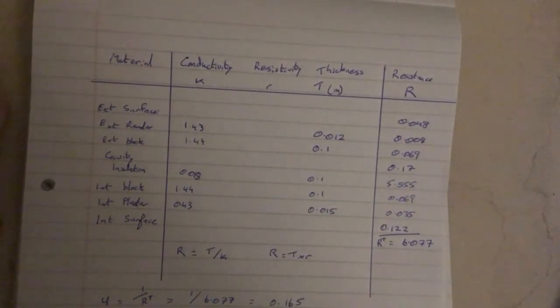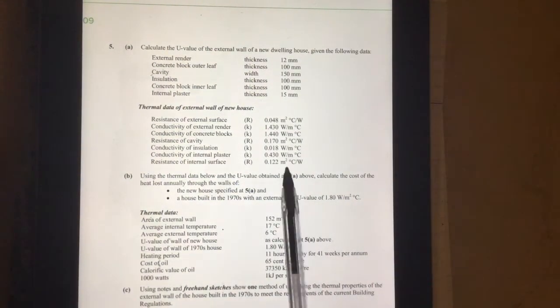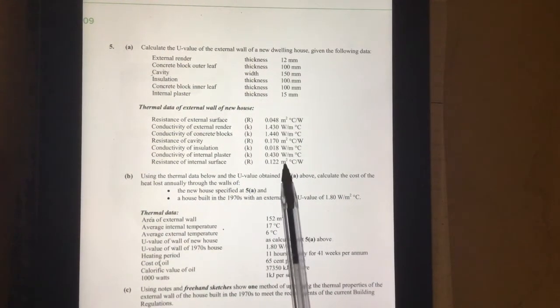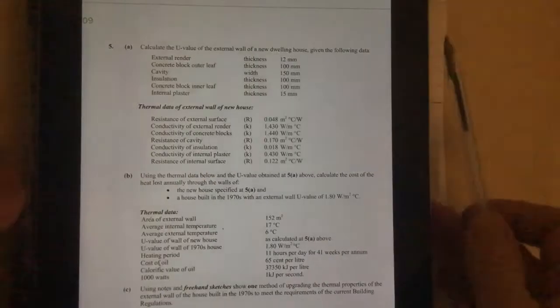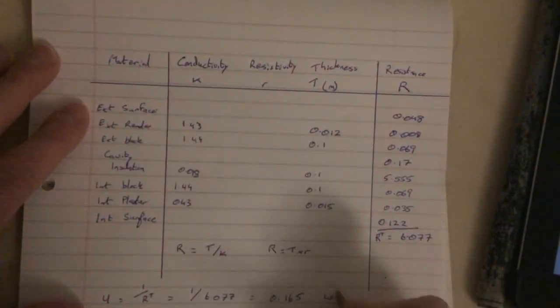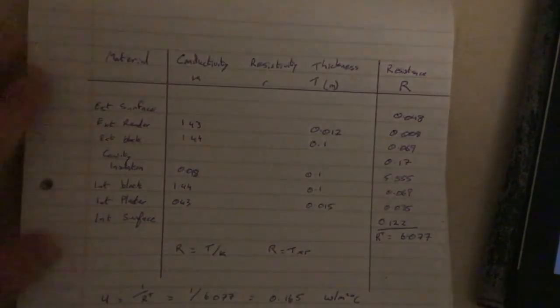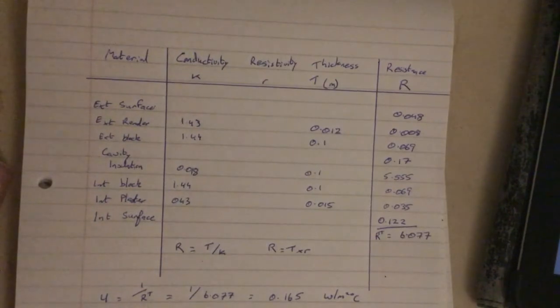Now, if you look back at the question, the handiest way of remembering this is, your resistance is measured in meters squared degrees Celsius per watt. Now, my U value is that in reverse. So it's the other way around. It's watt per meters squared degrees Celsius. So you don't really have to learn that one off. And that is the same for all U value questions.